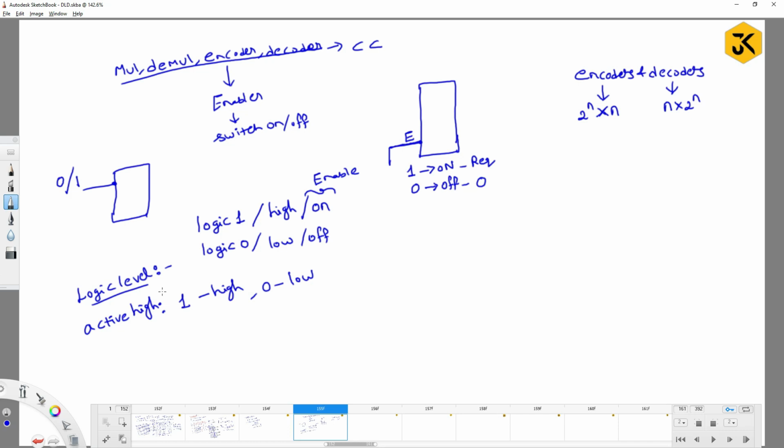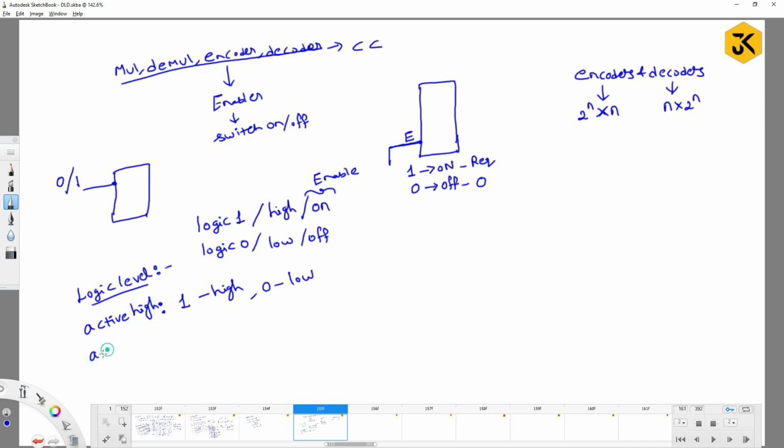So so far, all the circuits that we have constructed, we constructed with the help of the active high procedure. When the enabler is 1, your circuit is going to be activated. Am I right or not? When enable is 0, your circuit is going to be deactivated. If it follows the same principle, I can call it active high levels.